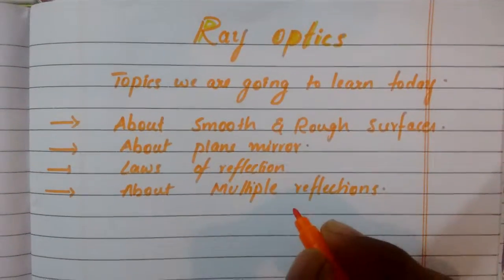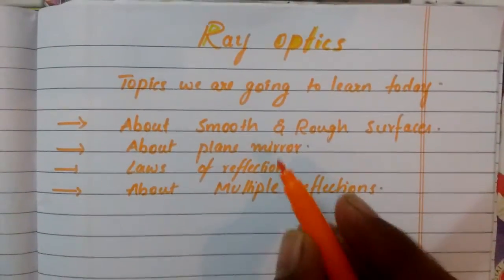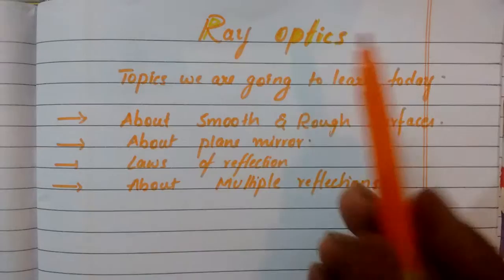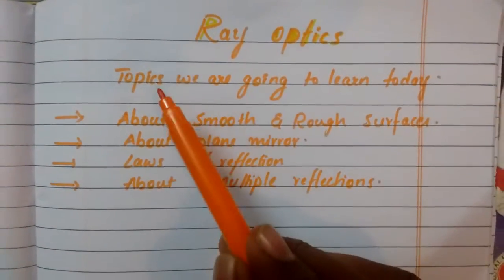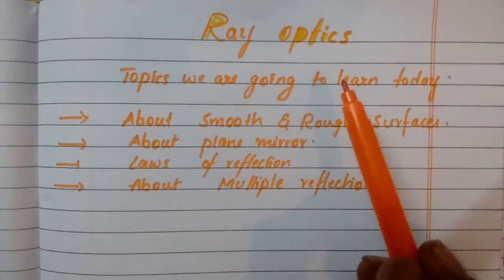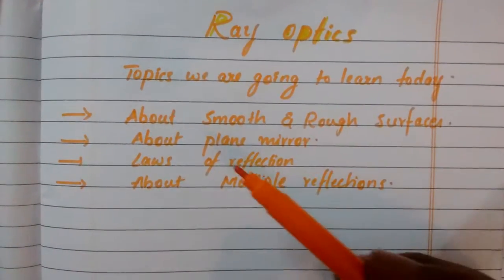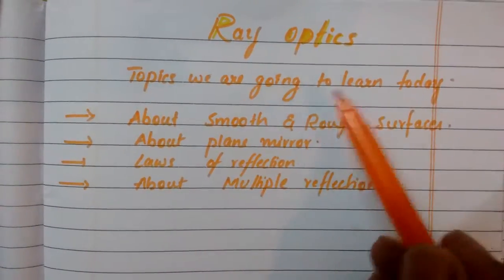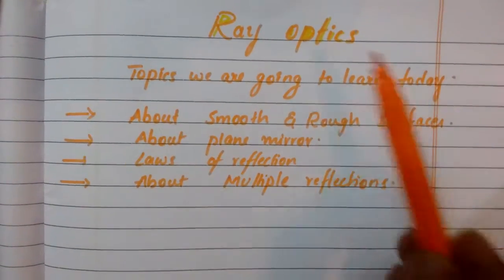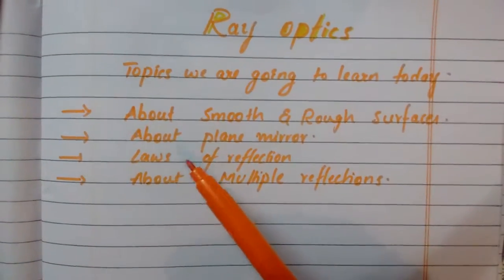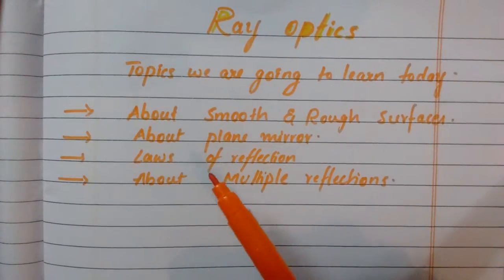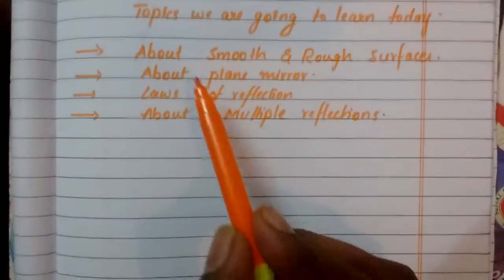My name is Rohit of Big Scholars Academy, and today I am going to teach about optics. Topics which we are going to discuss today are smooth and rough surfaces, the plane mirror and its effects when light is incident on it, loss of reflection, and multiple reflections.